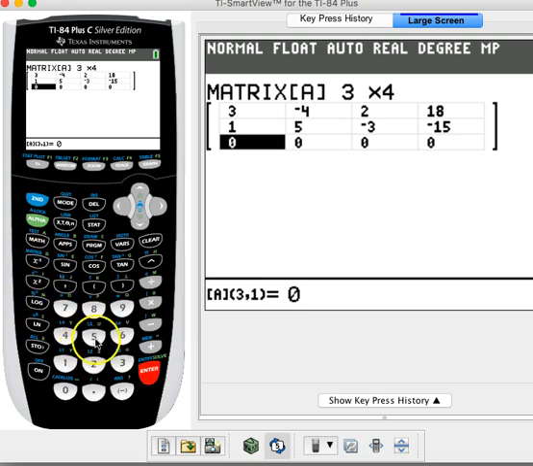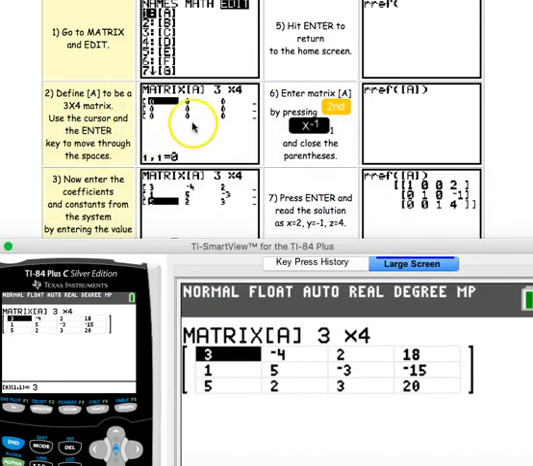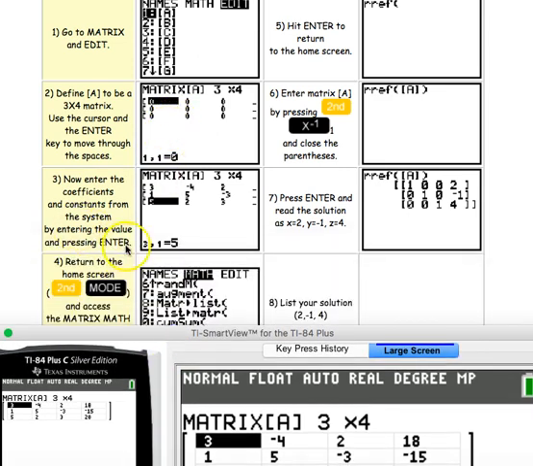Then third row, 5, 2, 3, and 20. Always, always, after you've entered it, double check it. So just go through your augmented matrix and make sure you didn't make a typo when you were entering it. Now it tells you, because we finished step 2 and step 3, pressing enter.